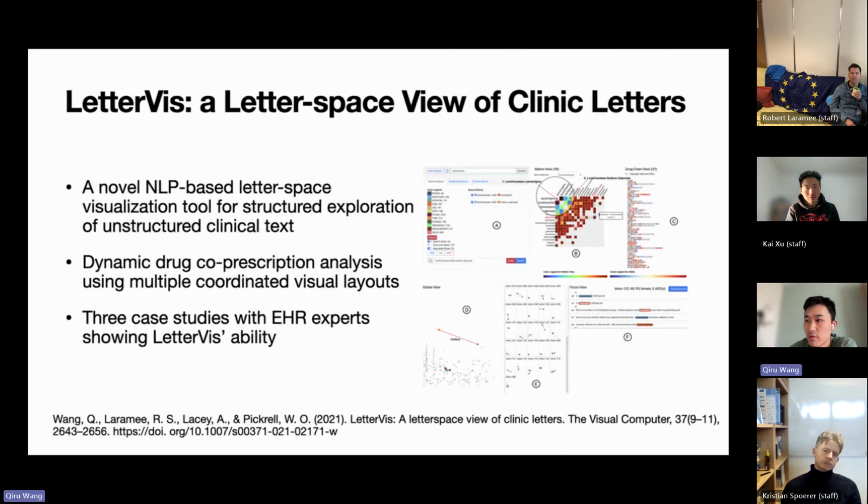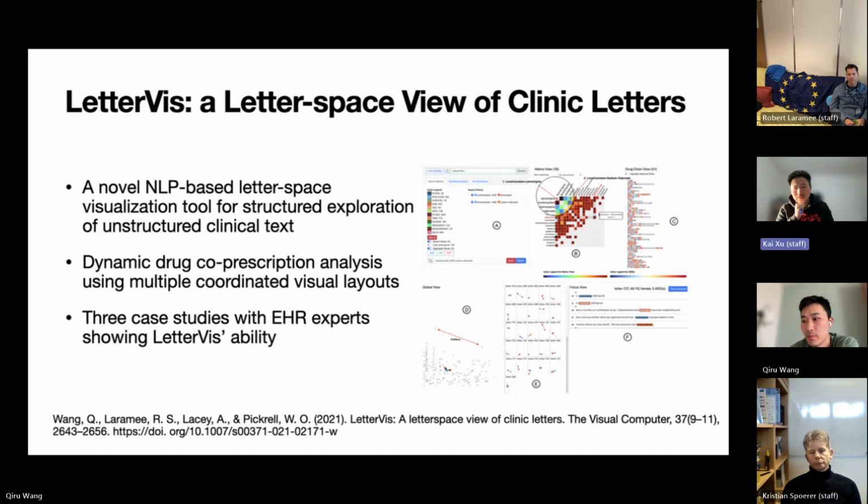So on the first slide of each chapter, I always say this is a novel something, with a verbal explanation of why it is novel. In this case, I say it is because we use letter space to visualize unstructured text, as it resembles the standard coordination system used by doctors and clinicians. Okay, so I think that's the novelty mentioned in the paper itself as well.